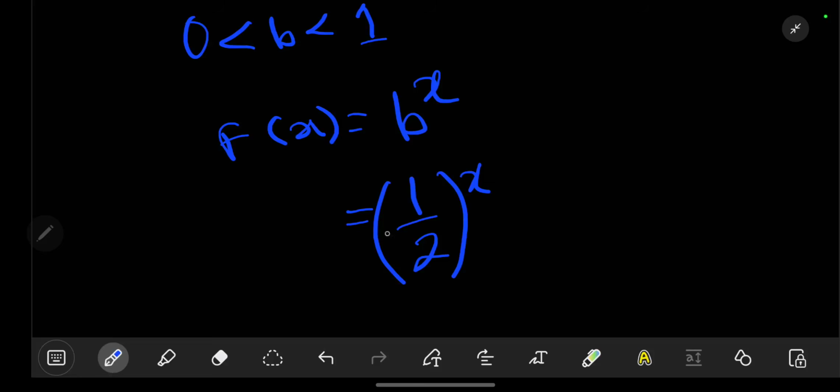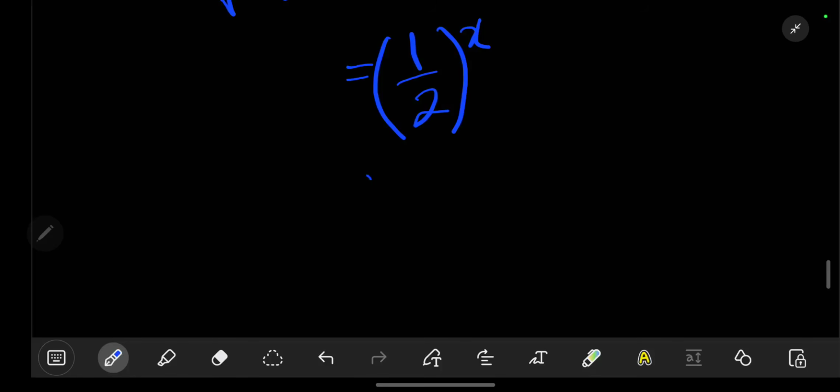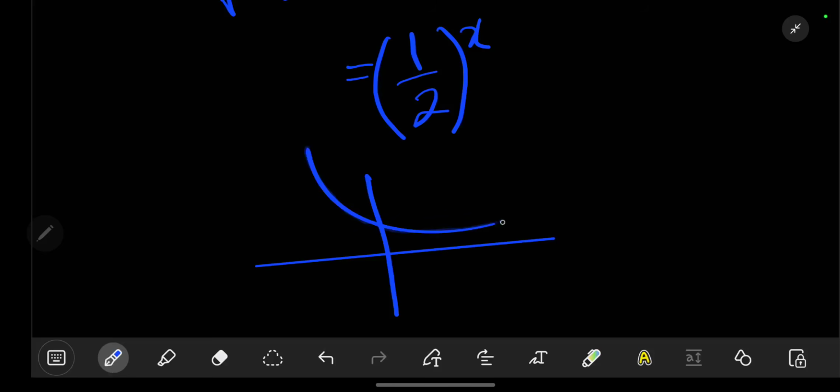In this case, the function is a decreasing function. That means to say for each increase in x, there is a reduction. So the graph looks like this. So generally it looks like this. Same graph, but just rotated.